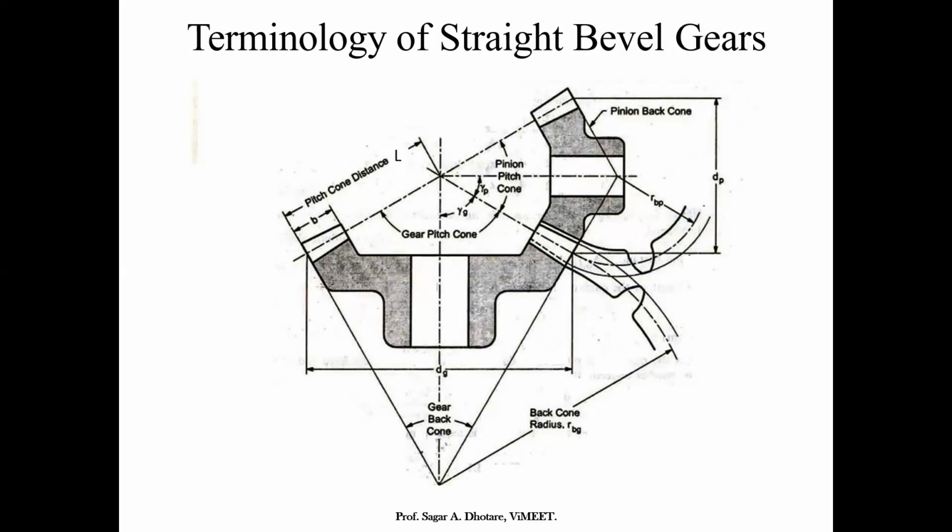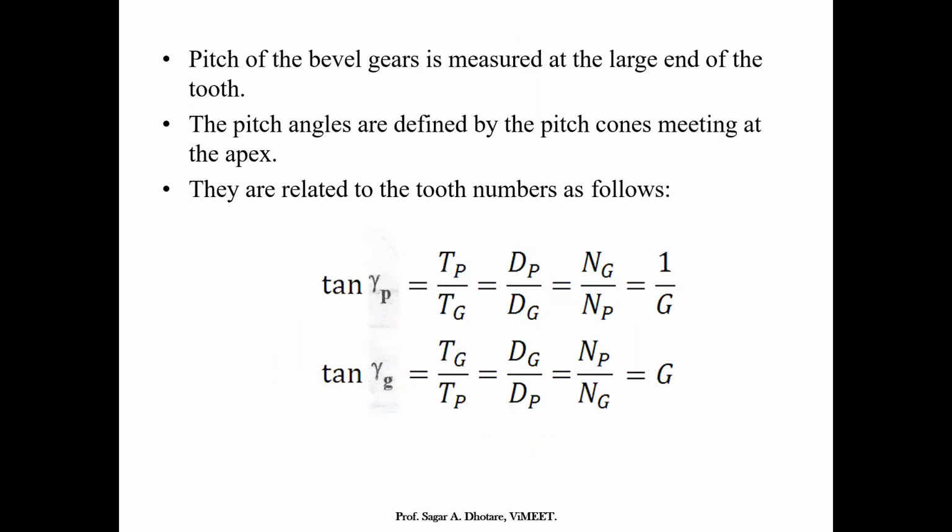Then module is the ratio of the pitch circle diameter in millimeters at the large end of the teeth to the number of teeth. It is called the module, that is d by z. In this case also, similarly as we have already seen. Then back cone angle, back cone radius, face width, minimum, mean radius. These are the further terminologies which we are using.